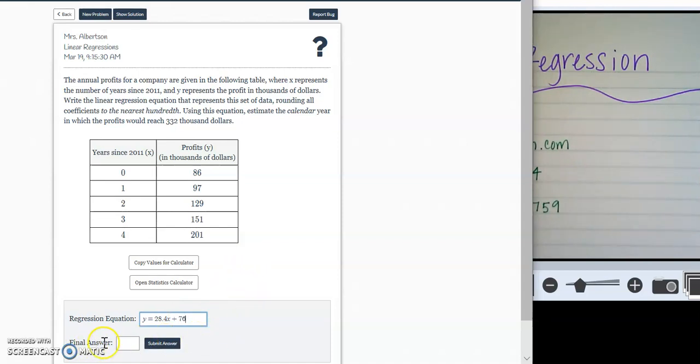But now we were asked to figure out a calendar year. Right up here, using this equation, estimate the calendar year when the profits would reach 332. The 332 is in thousands of dollars, but we're just going to use 332. That would be the Y value.